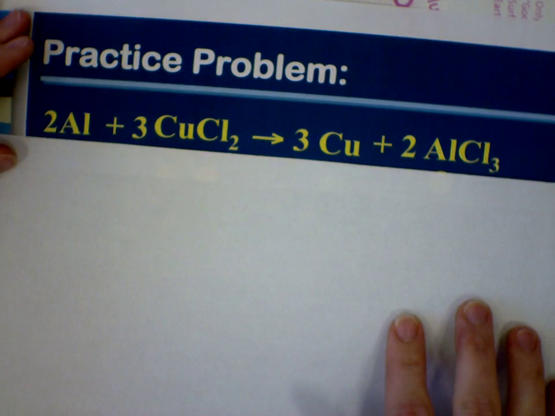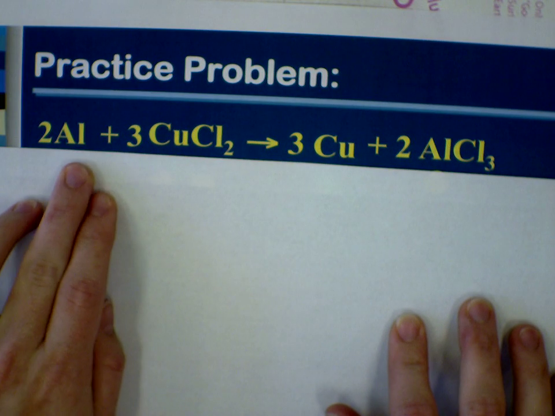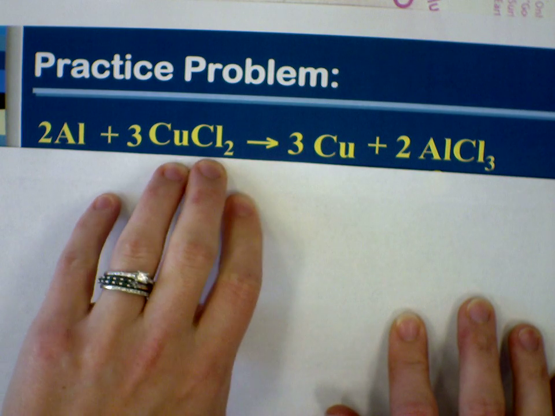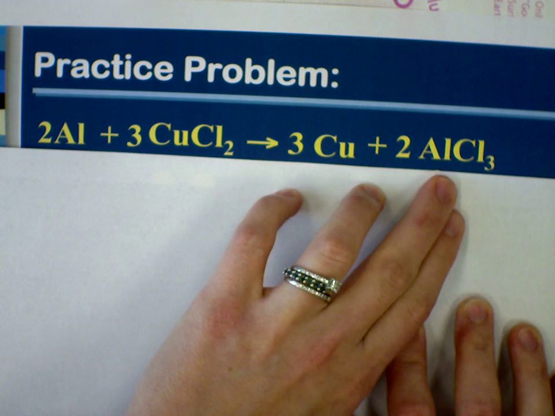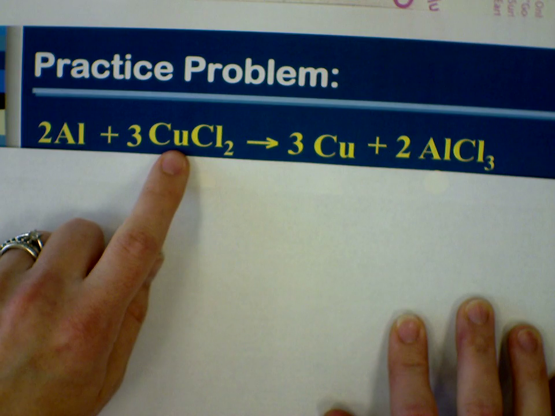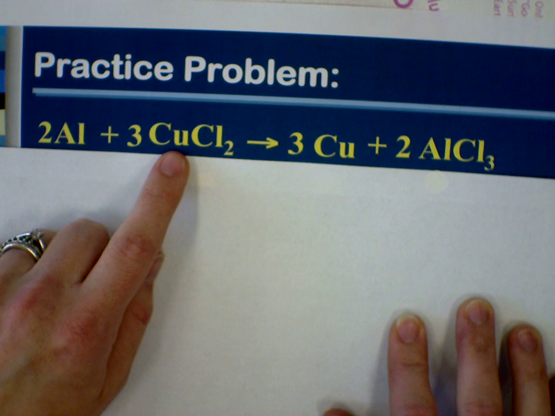One more practice on this. This one's a little bit more complex. We have 2 aluminum atoms. We have copper 2 chloride. We have copper, and we have aluminum chloride. Okay, so copper 2 means the 2 in Roman numerals.